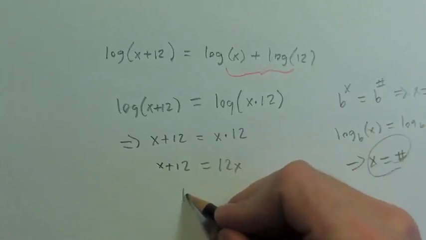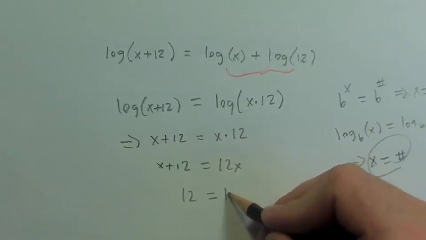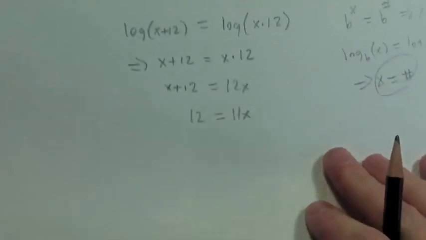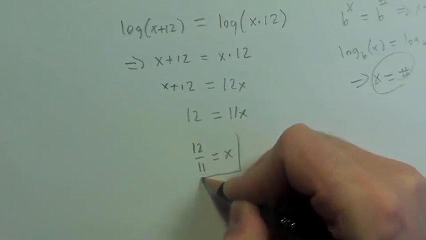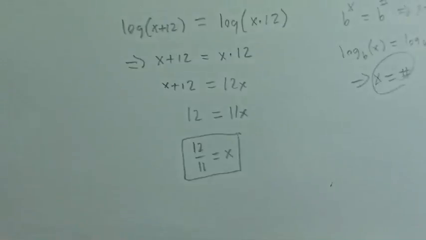So we move the x over to get 12 is equal to 11x. Therefore, x is equal to 12 over 11. And there we go.